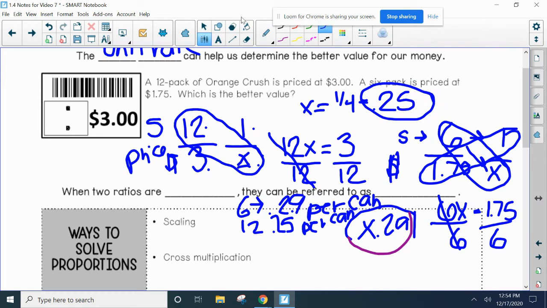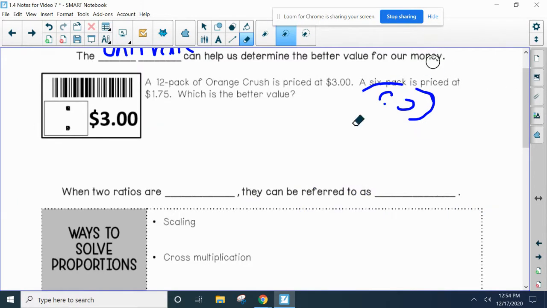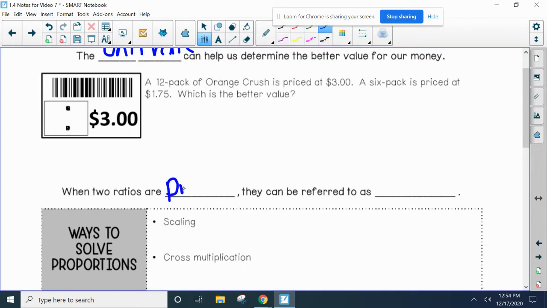You got it? Awesome. So it says when two ratios are equal, they can be referred to as proportional.